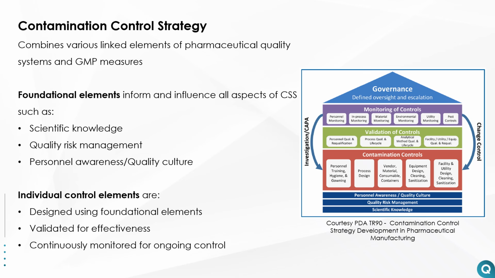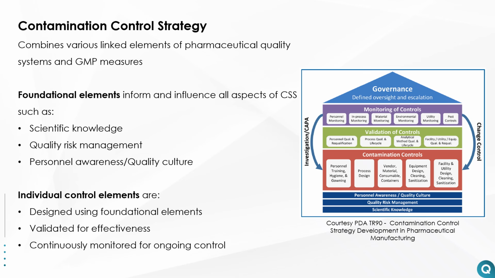The contamination control strategy is a comprehensive framework that combines various linked elements of pharmaceutical quality systems and good manufacturing practice measures. This strategy is essential for maintaining product safety and quality throughout the manufacturing process. The foundation elements of a CCS are critical, as they inform and influence all aspects of the strategy.